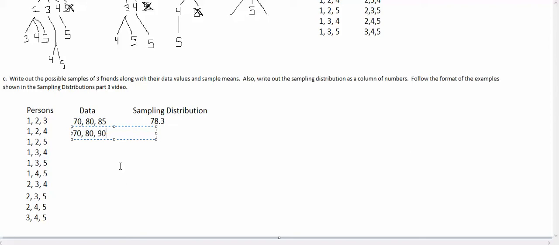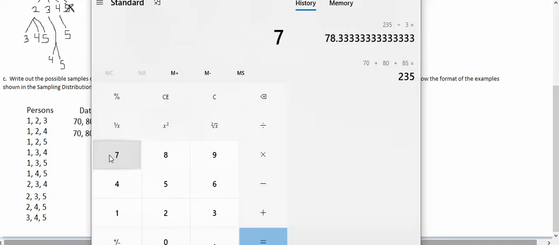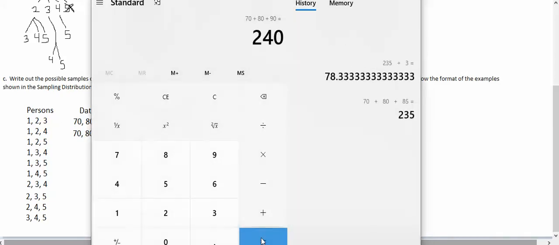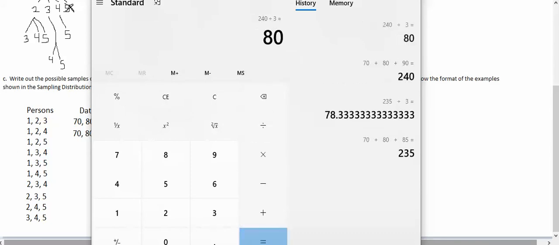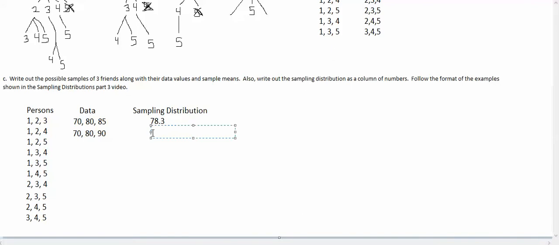And just like before, we need to get the mean of this combination. So we add the 3 numbers and divide by 3. 70 plus 80 plus 90 is 240. Divided by 3 is 80. So yeah, this does have a mean of 80.